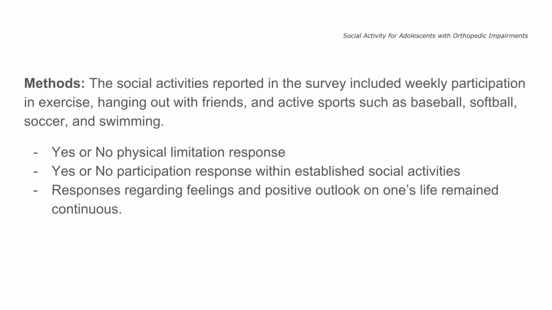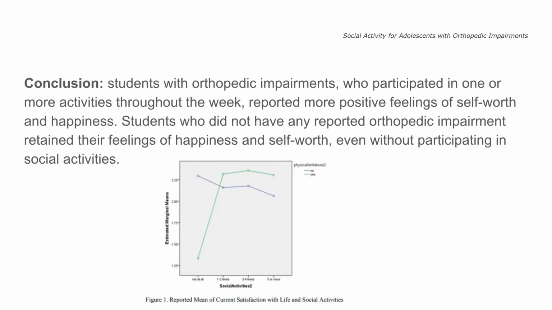But this first study went over some social activities and physical activities given to individuals with orthopedic impairments, and then asked them questions based on their feelings and their outlook on life. This is just best illustrated in this graph right here. The green line represents individuals with the disability, and the height of the line indicates their feelings of happiness, self-worth, and things like that.